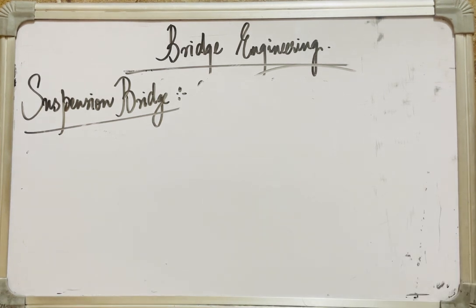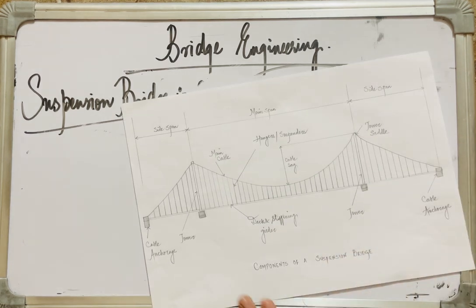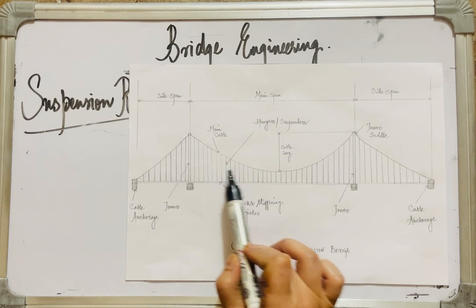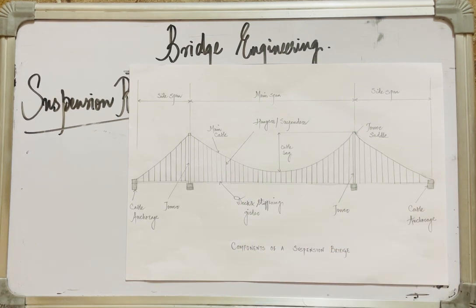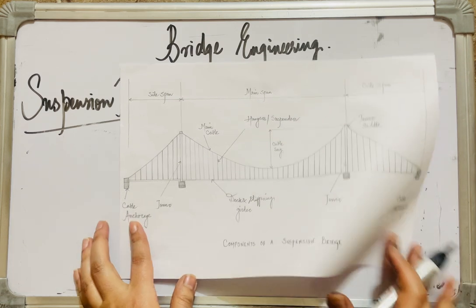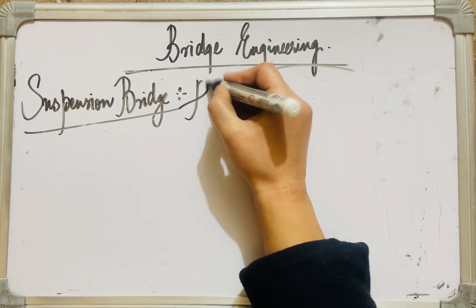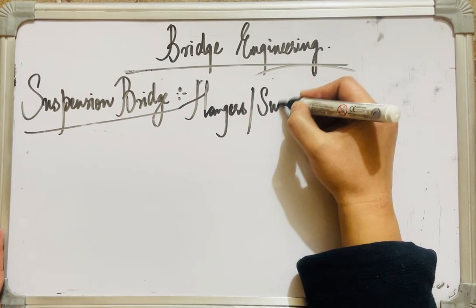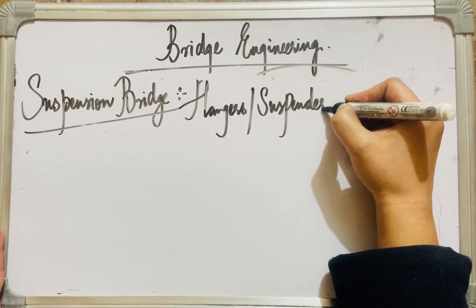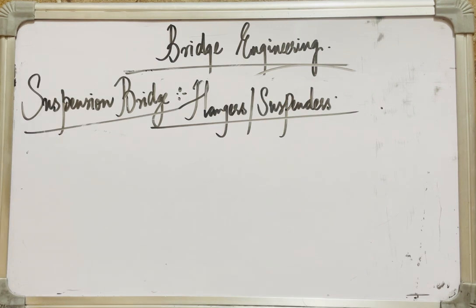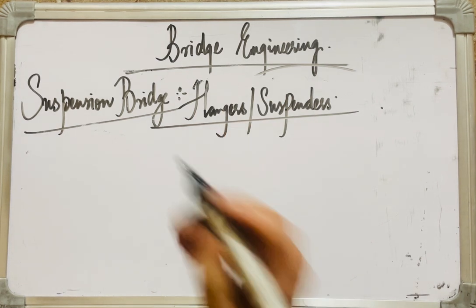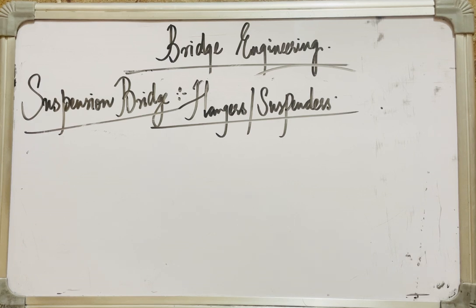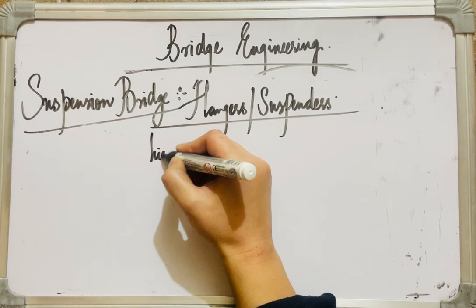Now these hangers or suspenders have the role that they have to transfer the load from the bridge deck to the main cable, and these are also made of high tensile steel wires. Hangers or suspenders, they have the role that they have to carry the bridge loads off the deck to the main suspension cable, and they are also made of high tensile steel wires.